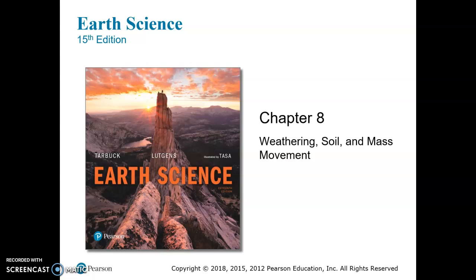In Chapter 8, we take a look at weathering and soil and mass movement. So what we're really going to take a look at in Chapter 8 is more of the sculpting of the Earth's surface. We've taken a look at volcanoes and earthquakes. We looked at crustal deformation and mountain building. So now we're going to continue on in looking at shaping the Earth's surface.